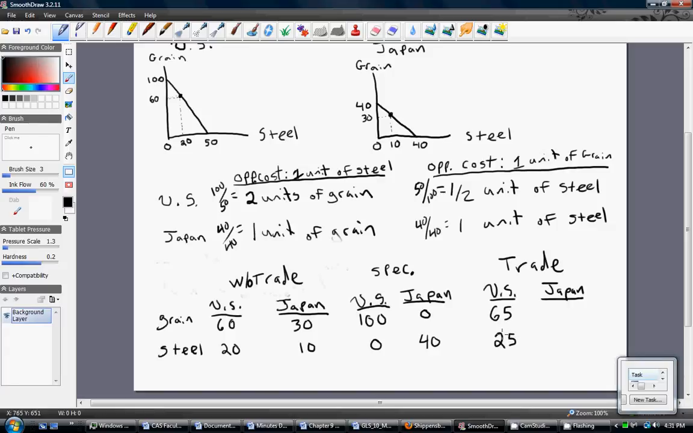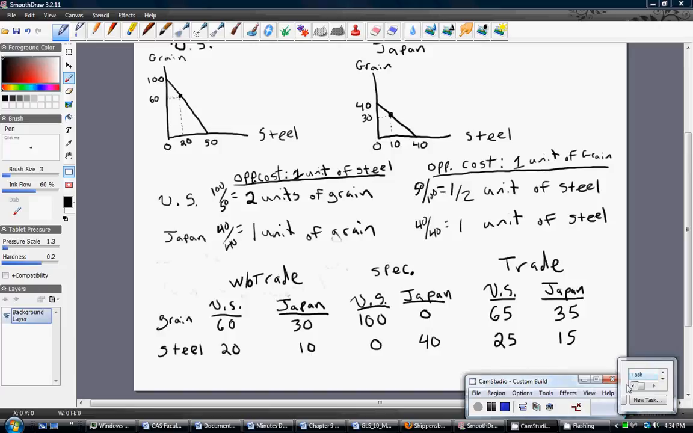Now, from Japan's perspective, Japan is receiving 35 units of grain. It wasn't producing any grain while it was specializing, so it's going to get 35 units of United States grain. What does it cost Japan to do that? Well, Japan has to trade away 25 units of steel. So 40 minus 25 is 15.